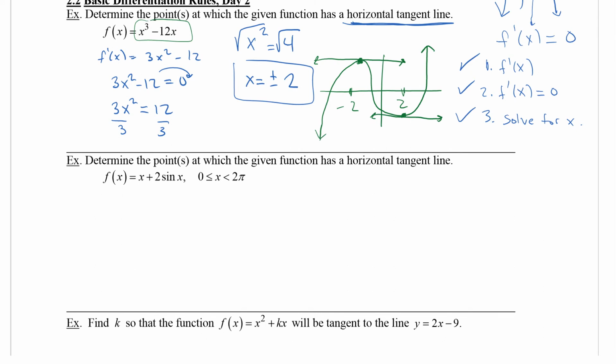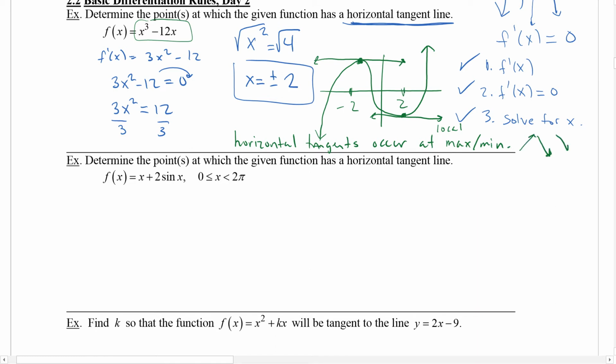So that's one thing that you may want to write in your notes. Horizontal slopes, or we can say horizontal tangents, occur at the local max and local min. Local max and local min means that the graph goes up and then down and you have a maximum, or the graph goes down and up and you have a minimum.